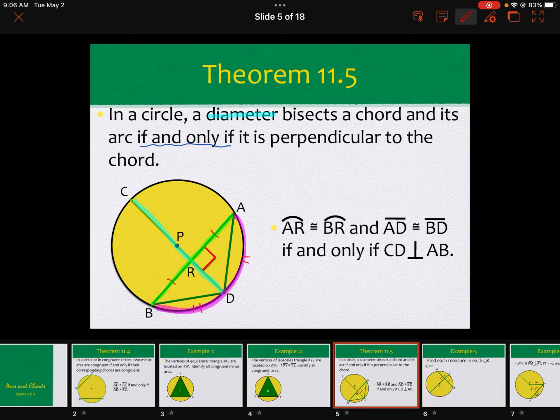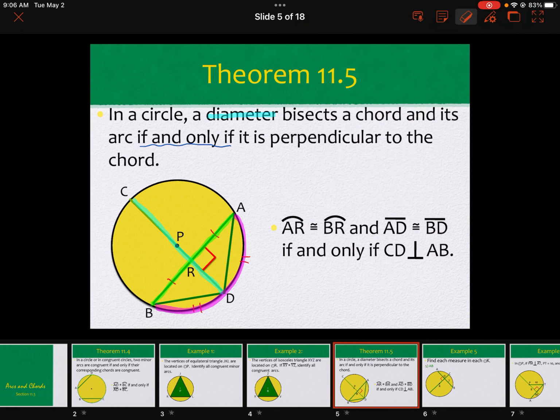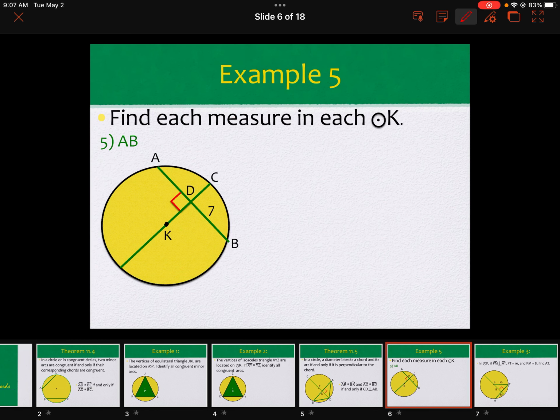And vice versa. Let's say we start from the beginning. If we have a blue diameter and it meets a green chord at a right angle, then you know two things happen. You know that the chord gets bisected and the arc gets bisected. Okay, so we'll see how that helps us do some examples.